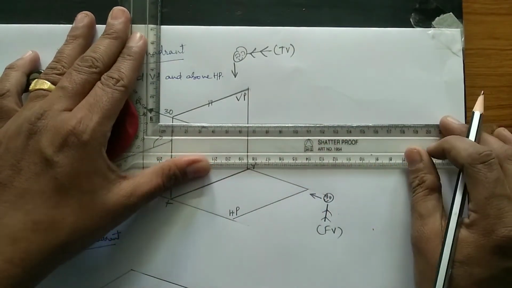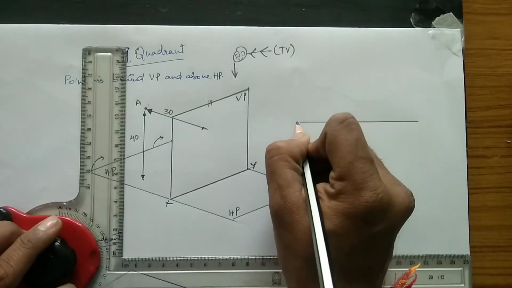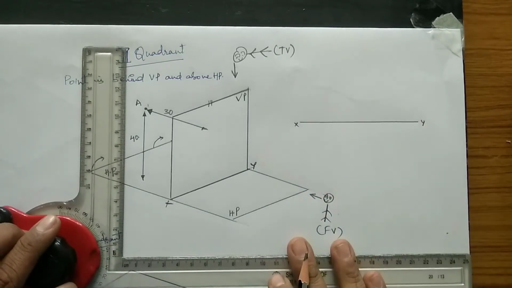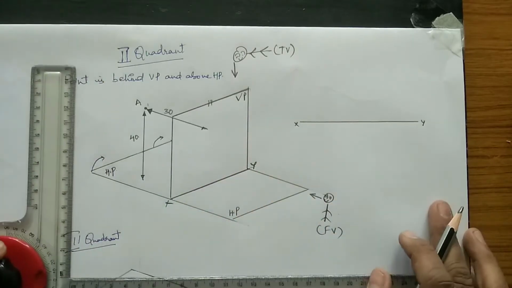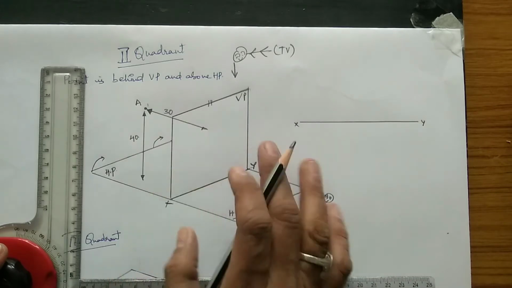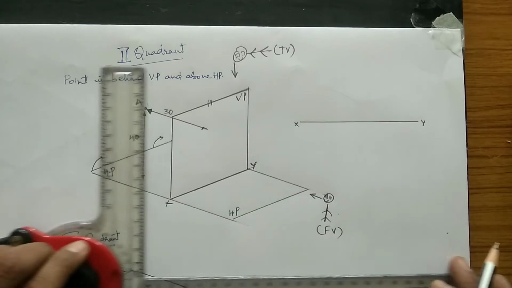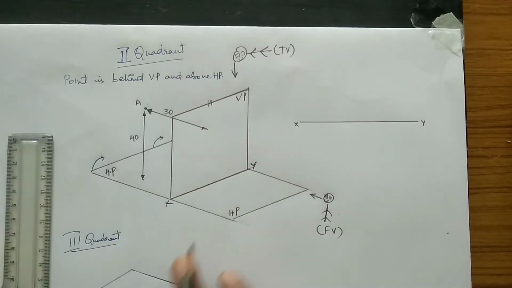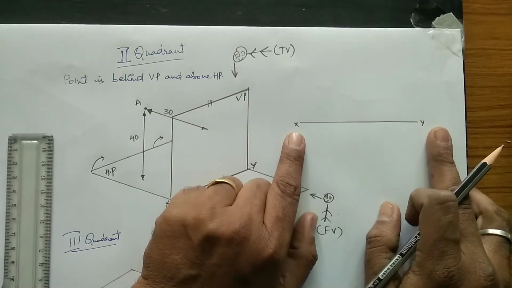Draw the XY line, that is the reference line. In order to understand our visualization, first let us draw it in the 3D model, and after that we go for drawing it in the 2D model. Just for understanding purposes we are making use of this model. When a question is asked, we need to draw this model only.